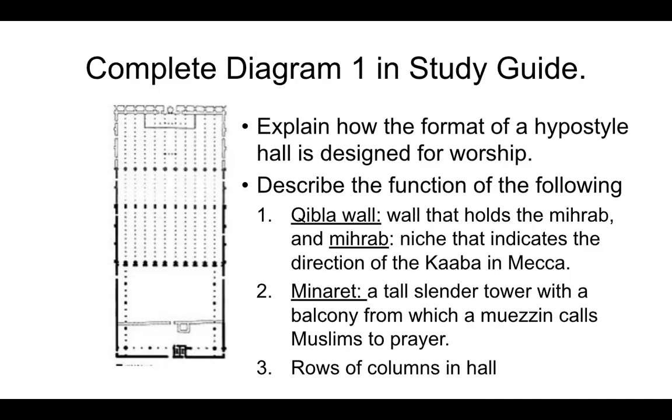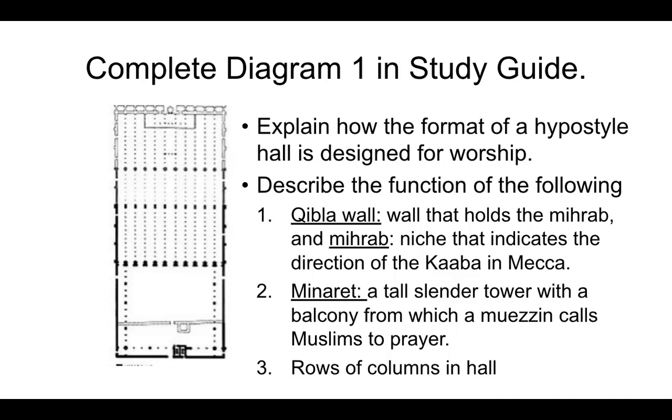Okay, so one of the things that we're going to notice, and this relates to the pillars of Islam that we talked about yesterday, is hypostyle. What makes something a hypostyle? Columns hold up the roof, right? So when you look at this, you can see a series of columns going down the length of the structure, okay? What that does is those point you to the Qibla wall.